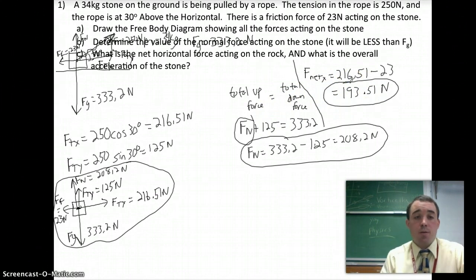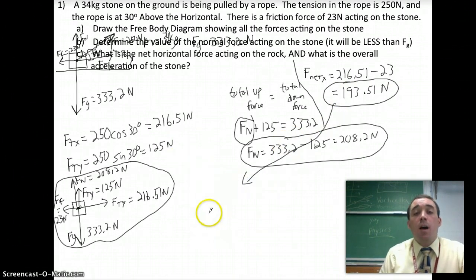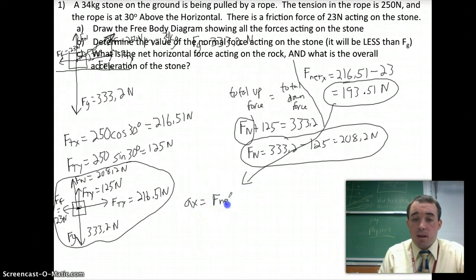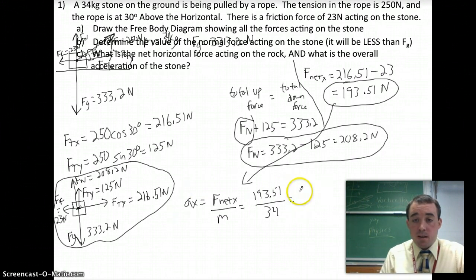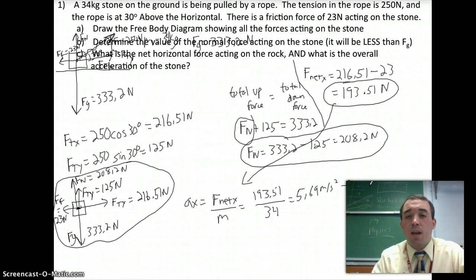It's my over force minus my force of friction, which is going to allow me to find my acceleration horizontally, which is F net X over M. So 193.51 over my mass, which is given to me in the top of the problem, 34 kilograms, which is 5.69 meters per second squared. As drawn, it's going to go to the right, but you can just say horizontally.